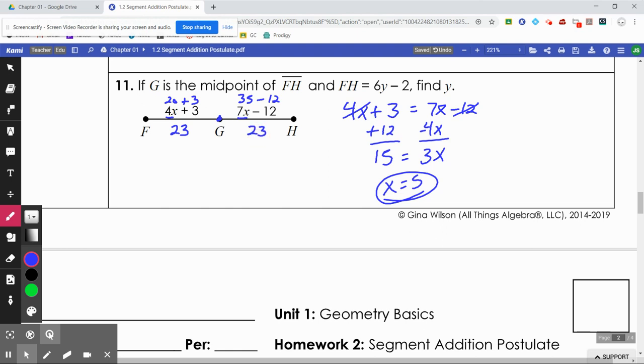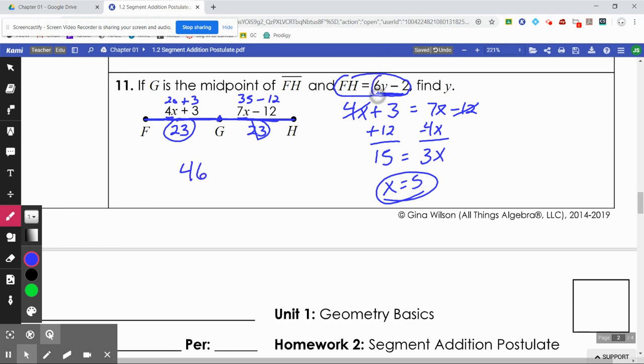Now let's read the rest of the question. And FH is 6y minus 2. Wait a minute, I thought it didn't give me anything about FH. However, look, FH, that's this whole length. Now that we've done all this work, guess what? We know how long FH is. And if we know how long FH is, we can figure out what y is by doing this. The distance from F to H is 23 and 23, which is 46.